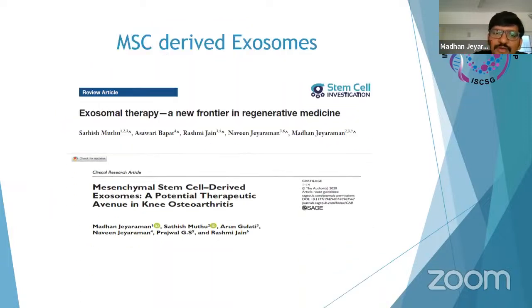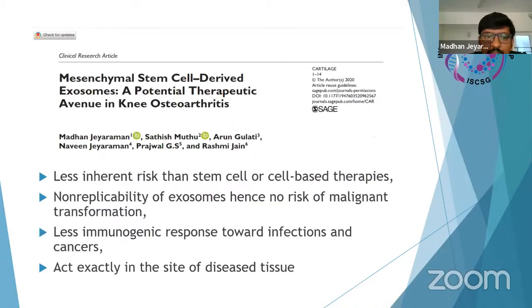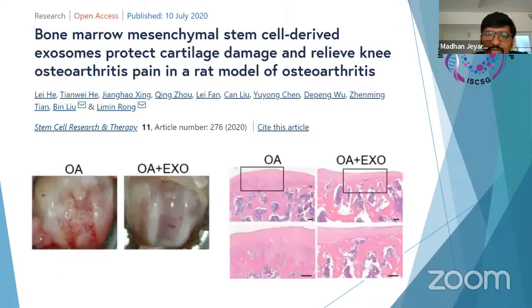So MSC-derived exosomes, we have done a few papers on it, in which we tried to evaluate them in knee osteoarthritis. And this is our recent paper. What we found out is that it has less inherent risk than other stem cell and cell-based therapies. Non-replicability of exosomes means no risk of malignant transformation, and less immunogenic response towards infection and cancers. It acts exactly at the site of targeted tissue, which is called a nanomedicine target. One such paper I found was in a rat model of osteoarthritis, where bone marrow MSC exosomes were delivered at the site of cartilage defect, which showed good cartilage formation, as shown here.